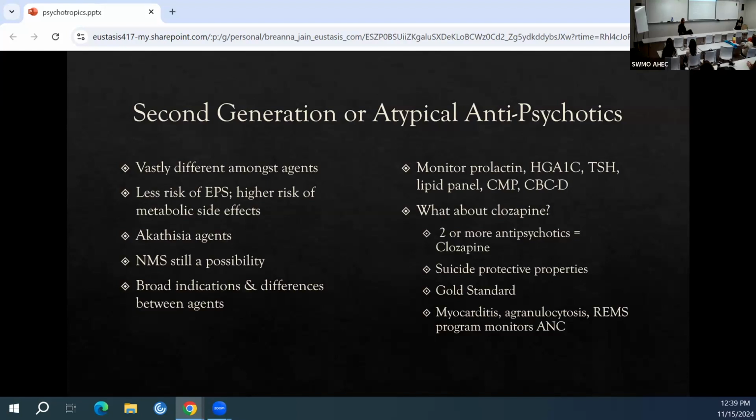Zyprexa can be extremely effective. It has antidepressant properties and it's a fast-acting antipsychotic. But weight gain and diabetes prevalence is very, very high. Not quite as high though as our friend clozapine. I think clozapine has an even higher incidence. But we'll get to that one in a second.